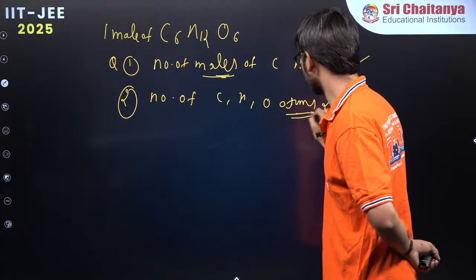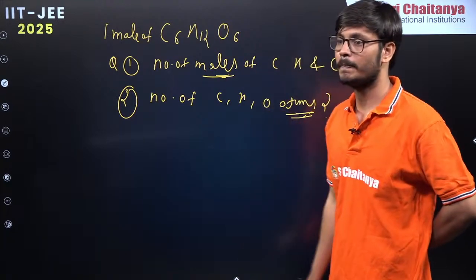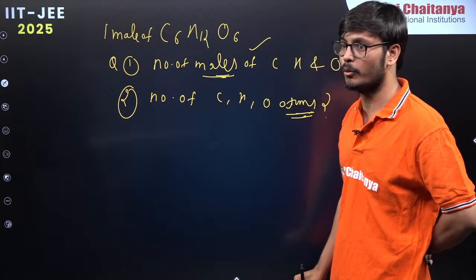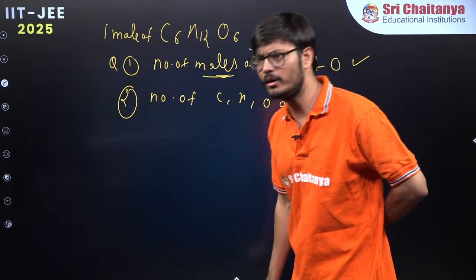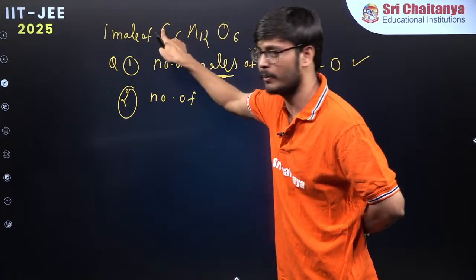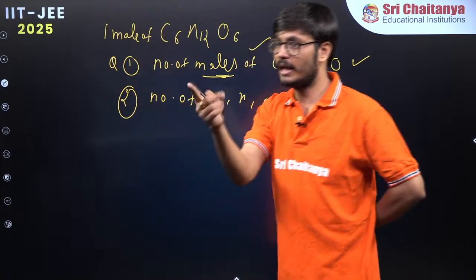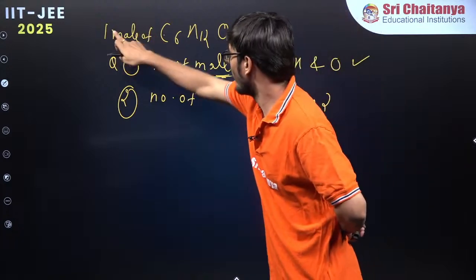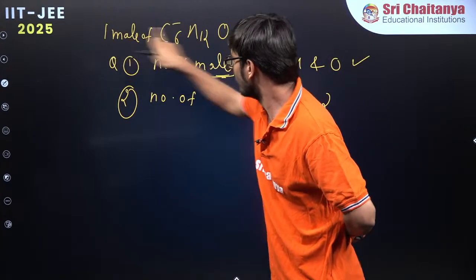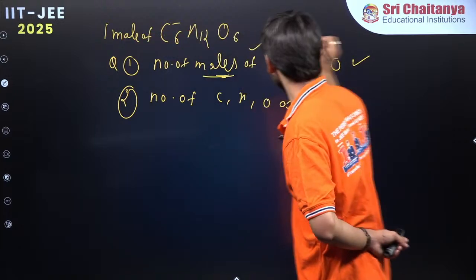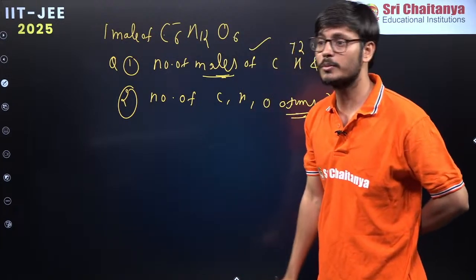Moles. Give me the answer. Carbon, hydrogen, oxygen in terms of moles. 6, 12, 6. Very good. 1 mole contains 6 moles of carbon, 12 moles of hydrogen, and 6 moles of oxygen. Very, very good.